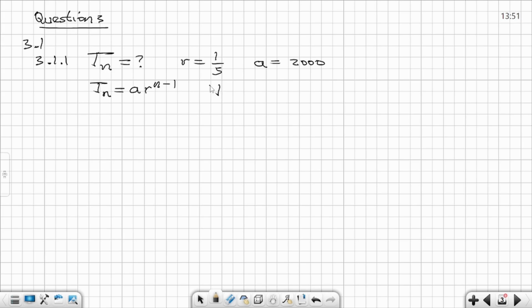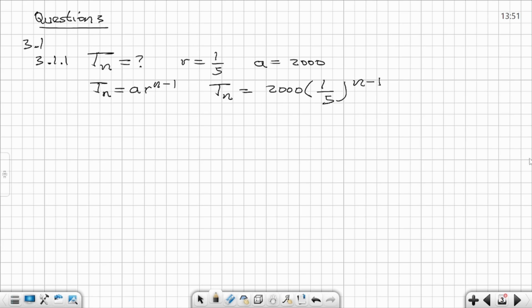To determine our Tn, we just need to replace A and R with the values given. So A is 2000, so 2000 times R, which is 1 over 5, to the power of n minus 1. So this is Tn. You can see we can't multiply the 2000 by 1 over 5 because 1 over 5 is raised to the power of n minus 1. So we're going to leave it like this. So this is our Tn.